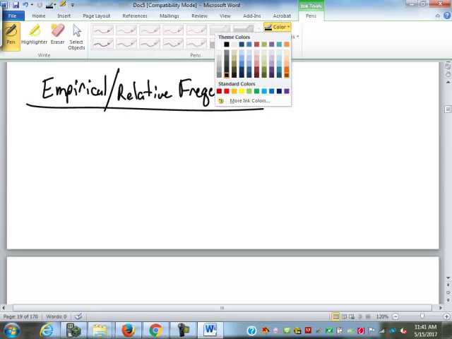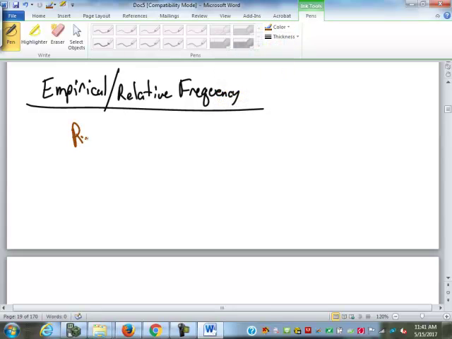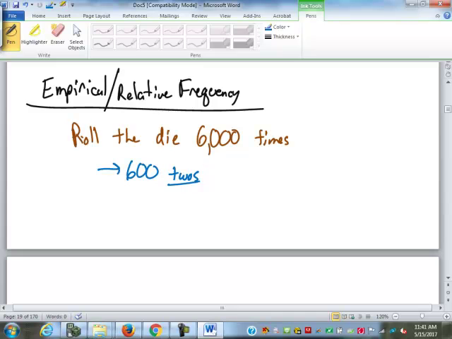For example, let's go back to that die. Let's say we roll that die 6,000 times. And our result out of those 6,000 rolls is 600 twos. So the empirical or relative frequency probability of rolling a 2, well, we got 600 twos out of 6,000 rolls. That's a 1 in 10 probability. So it's based on history rather than theory.